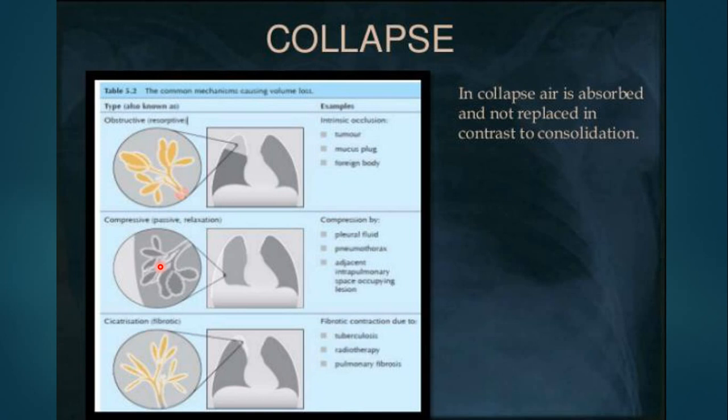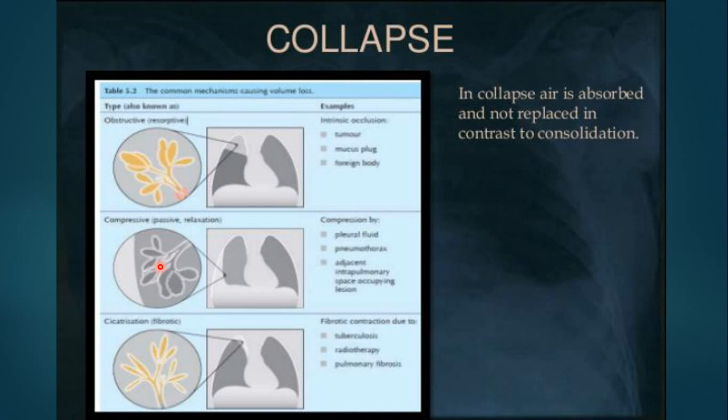Now, what about collapse? What's the difference between consolidation and collapse? The answer is easy. Collapse is loss of volume, while in consolidation there is no loss of volume. When there is loss of volume, there is a collapse. Okay? When there is a collapse, it means the airways, the bronchioles and the bronchi are also involved.